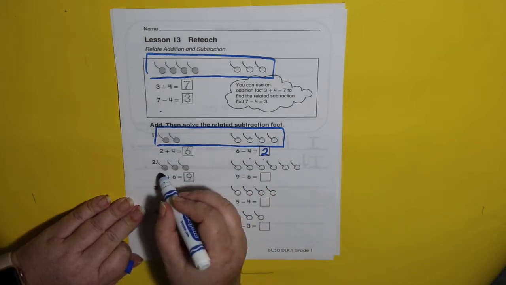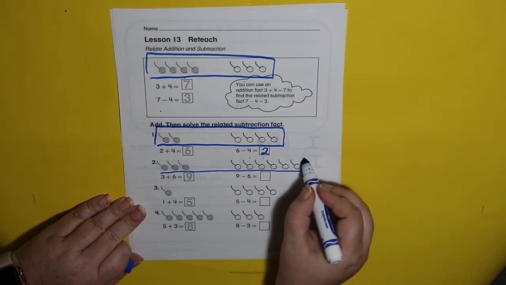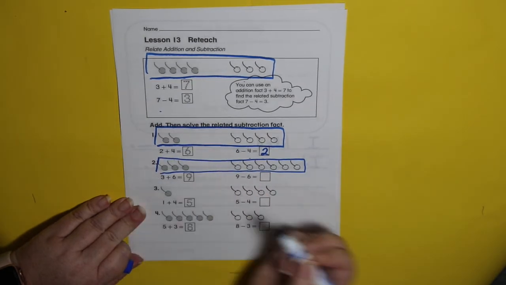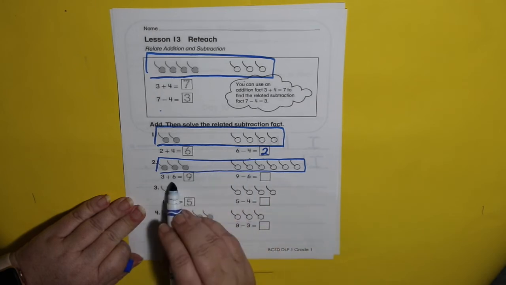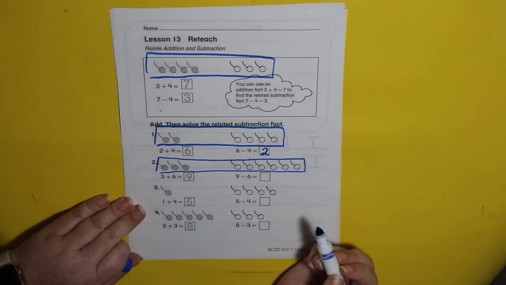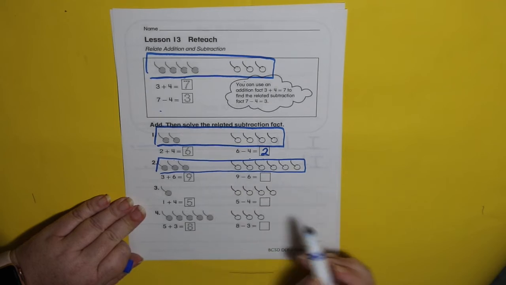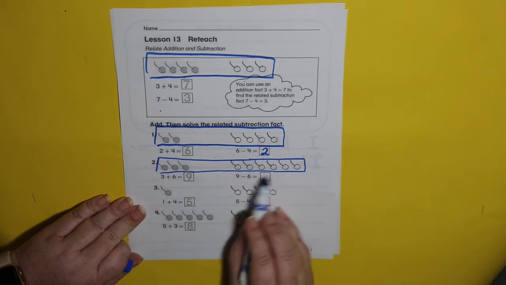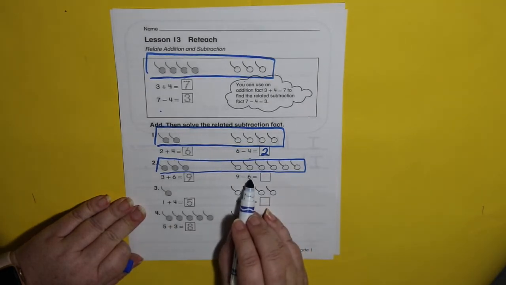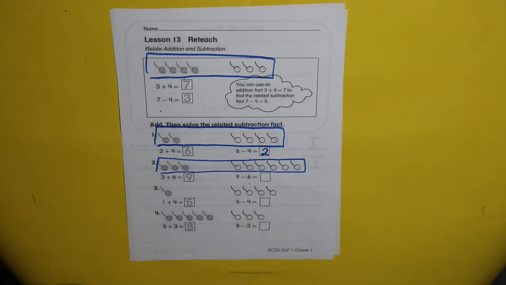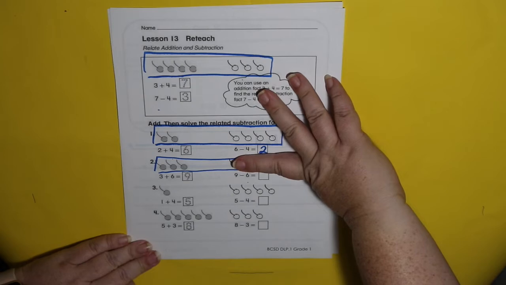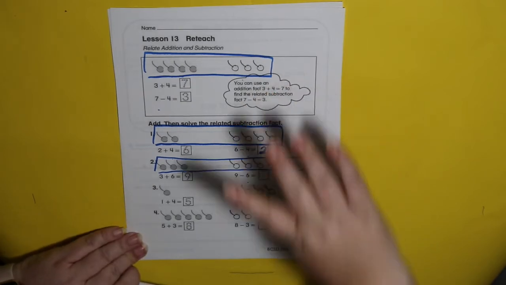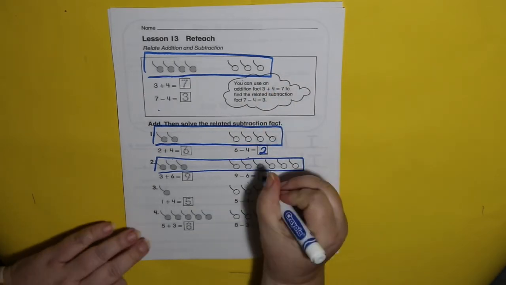Let's do one more together, and then I'll have you do those other 2 on your own. So now we have 3 plus 6 equals 9. Here's your addition number sentence. Using the same picture, you have your 9 cherries, you're going to take away your 6. So if I took away my 6, what would that look like? I would cover them up. How many would be left? And there would be 3.